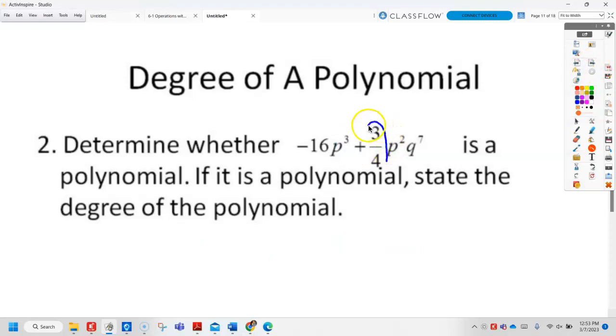Now, it says no division, but that doesn't mean you can't be divided by a number. Dividing by a number is not the same as dividing by a variable. So number 2 is a polynomial because all of my powers are whole numbers and I have no division by variables. So this is a polynomial.